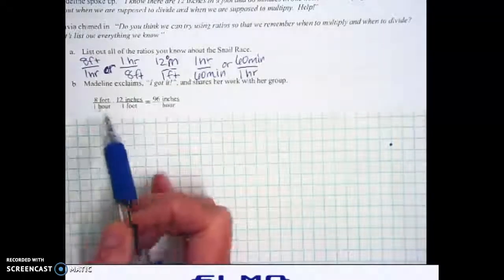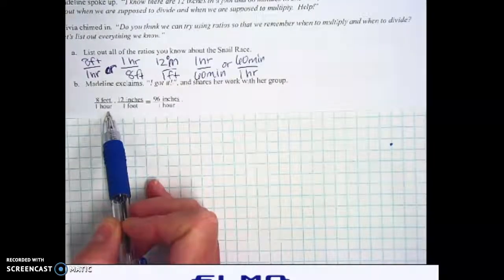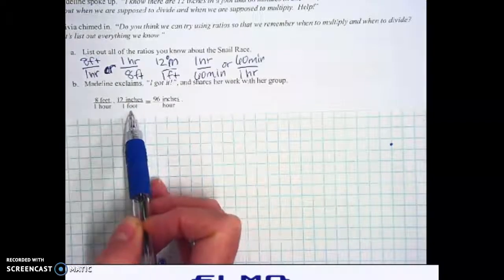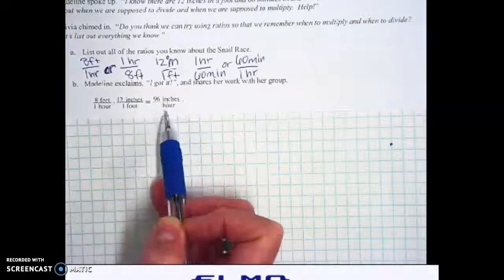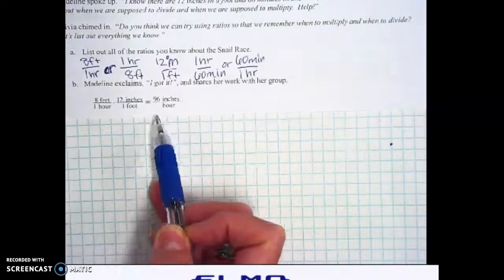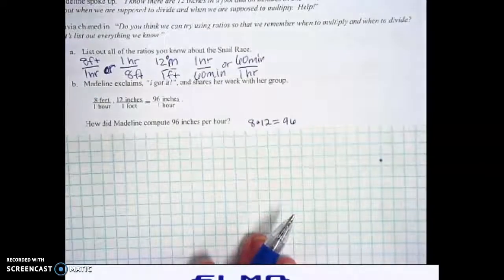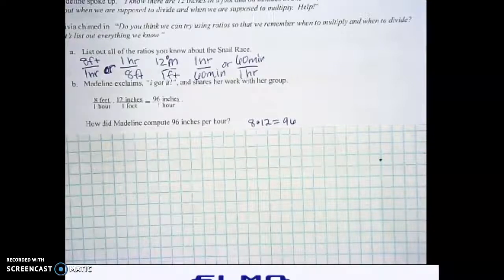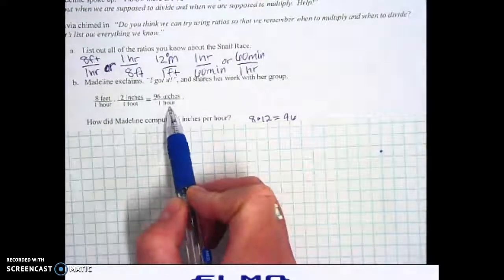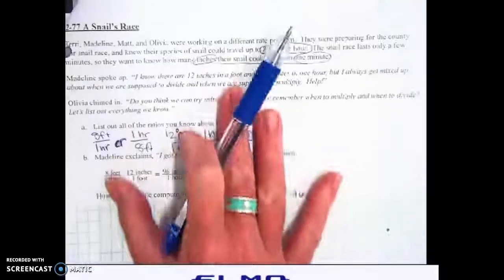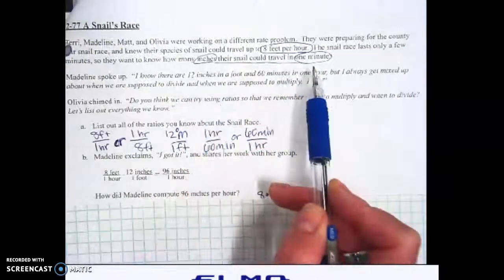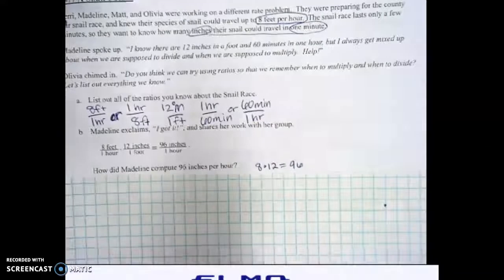She says that 8 feet to 1 hour and 12 inches to 1 foot is 96 inches per 1 hour, right? But what happened here? How did Madeline compute the 96? She just multiplied the 8 times 12 and got 96. Okay, but did she get to the correct answer? Because she's got inches per hour. How did they want us, if you look back up here, how did they want us to get it? To inches per minute. Okay, so she's not quite there, right?